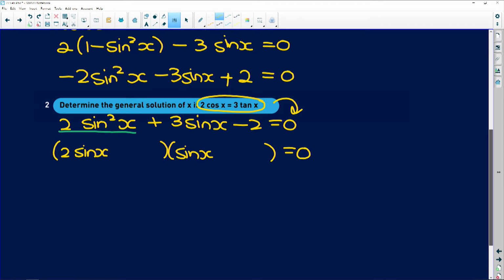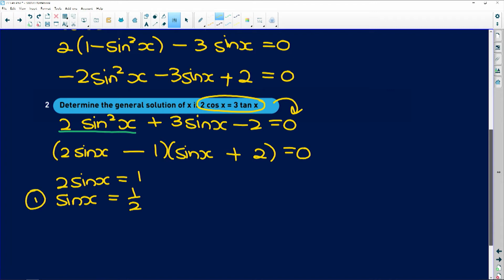Now we know we're going to have factors of 2 as the last term in those brackets. So 2 sine of x times 2 gives me 4 sine of x, and we're trying to get to 3. So I know that that's going to be positive and that's going to be negative. So 2 sine of x is equal to 1, which means that sine of x is equal to a half. That's our first thing. Second bracket, sine of x is equal to negative 2.